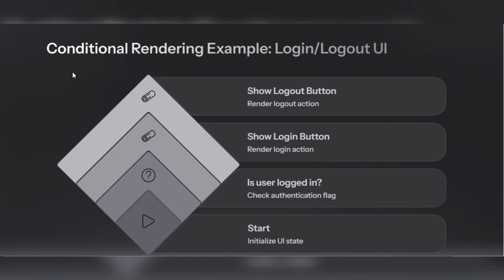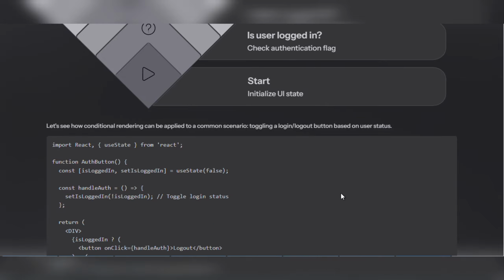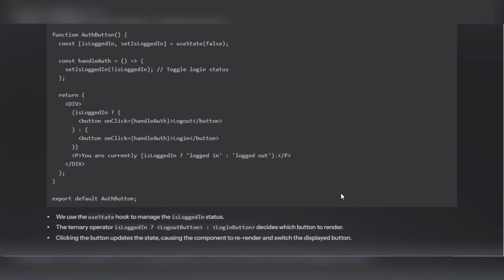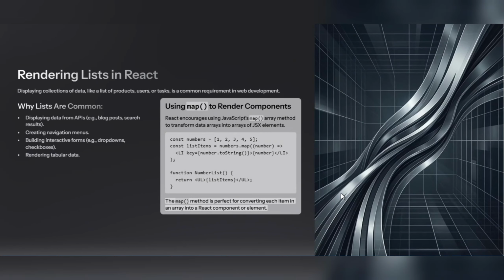Let's understand conditional rendering using a login/logout example. We use state to track whether the user is logged in. isLoggedIn stores the current state. Clicking the button toggles the state. React re-renders the UI automatically. The ternary operator decides which button to show, login or logout. This is a very common real-world pattern in React apps.